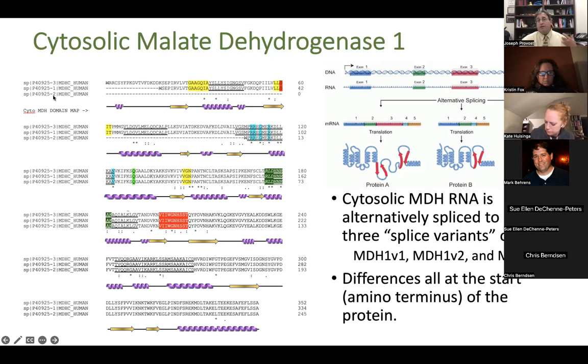Isoform 2 is now considered, or I'm sorry, isoform 1. Isoform 1 is considered the canonical. This is the splice variant of MDH that's expressed in the majority of the tissues, not all the tissues. And there's quite a few tissues where MDH3, the longer form, with about 16, 17 additional amino acids on the amino terminus, is expressed. This is expressed in neural tissues and a bunch of other tissues.